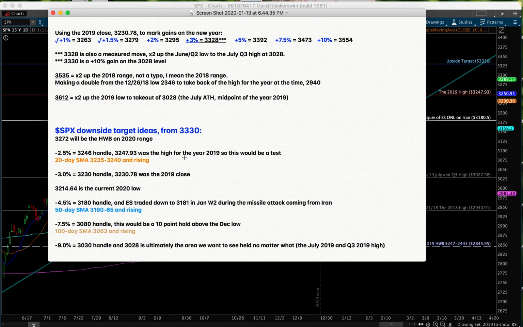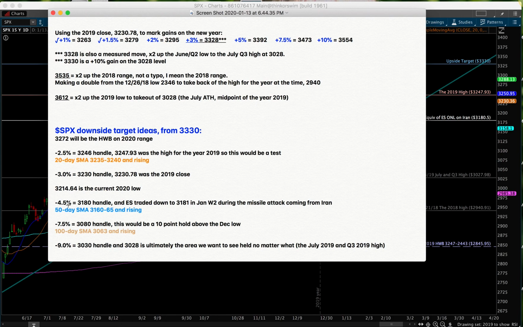Great, but if we keep on going, minus 4.5% would get us to the 31.80 handle. And ES traded down to 31.81 last week during the missile, I will call it the missile crisis, which is really not a funny thing to say. But in any case, that missile attack that Iran shot back at us with last week drove the futures down to 31.81. So that would be your 4.5%.